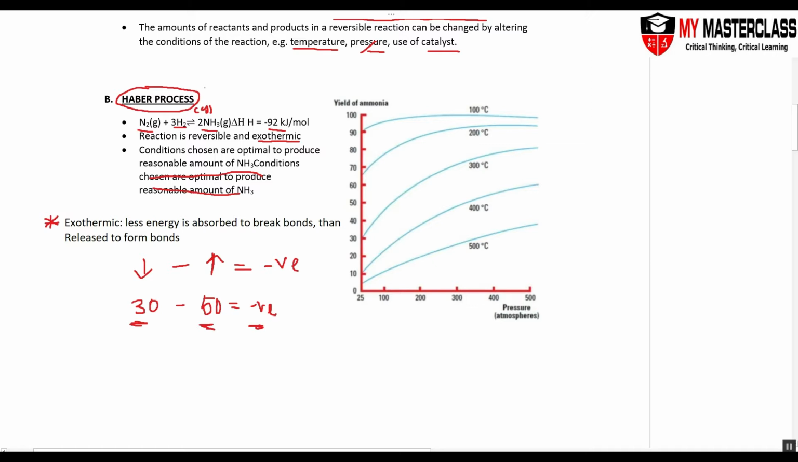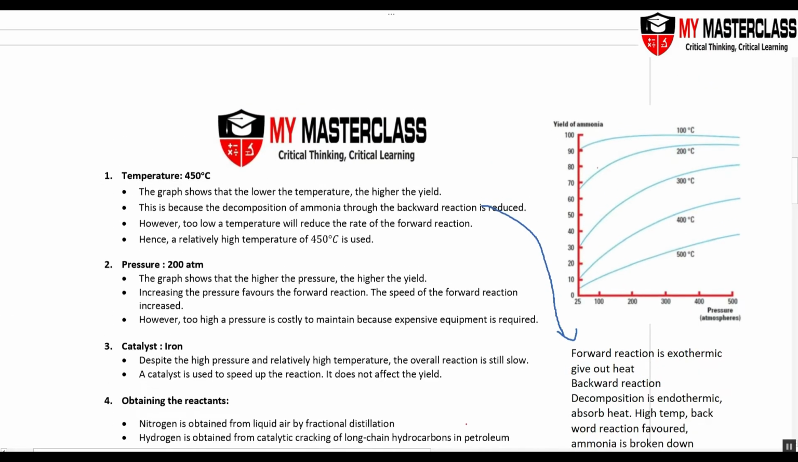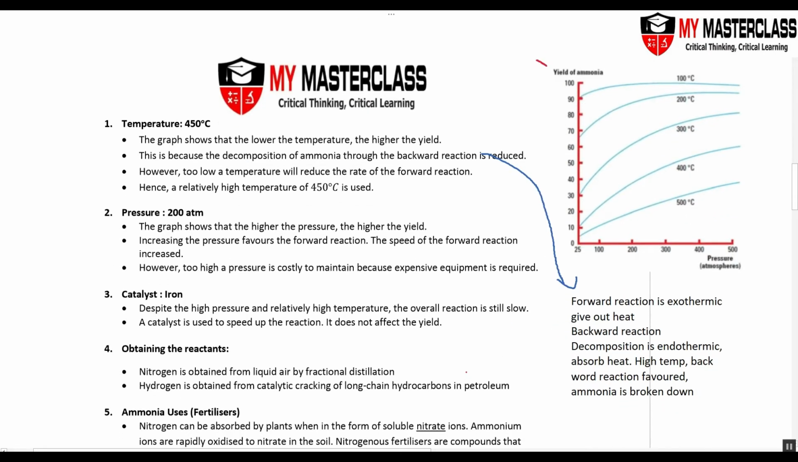Okay, the conditions that we choose for Haber process, these are optimal to produce the most reasonable amount of NH3. Okay, they are optimal to produce the most reasonable amount of ammonia gas. Maybe it could be economically feasible, or the time constraint is the most reasonable. Okay, so let's look at these conditions. Yeah, so before I continue, we will look at this yield of ammonia.